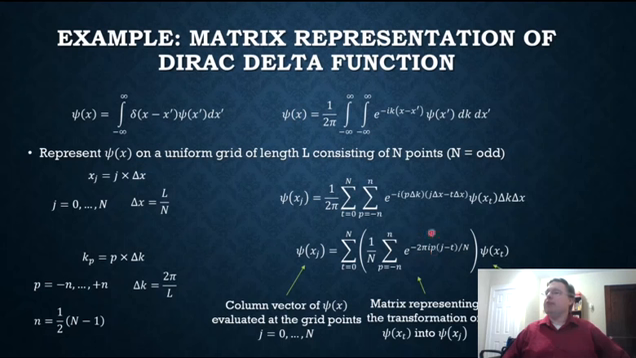And in between, we have a matrix that's supposed to represent the transformation of this function into this function. However, we see that since they're the same function, this matrix must correspond to the unit matrix, and it does. So the matrix representation of the Dirac delta function is the unit matrix.